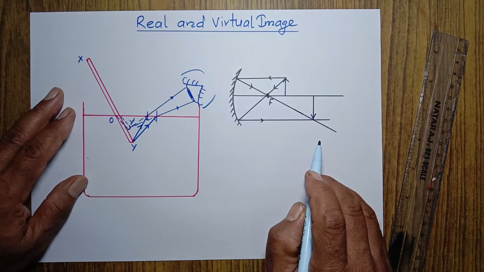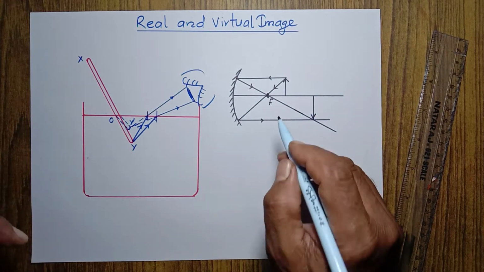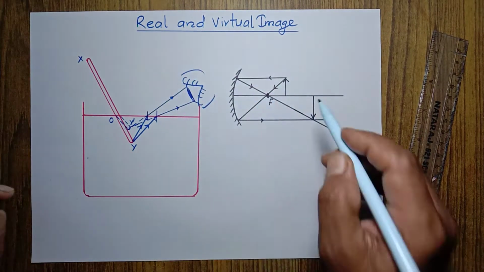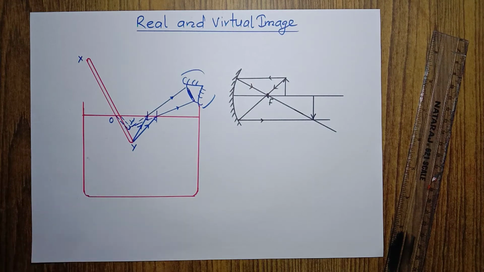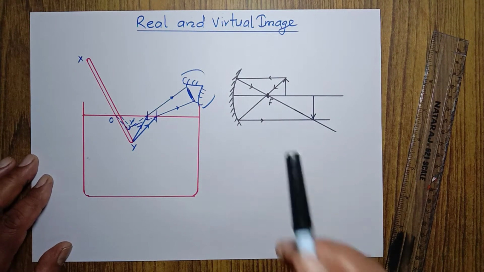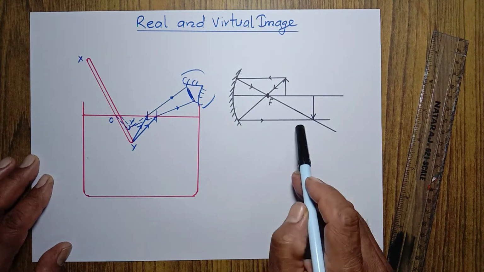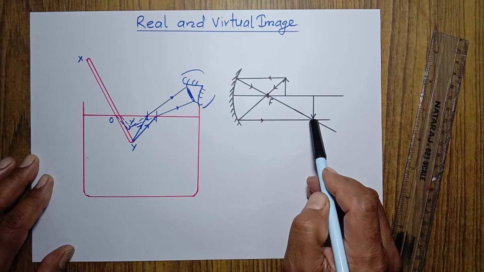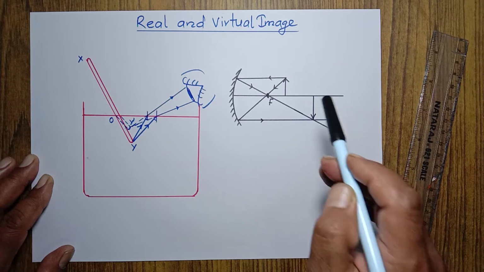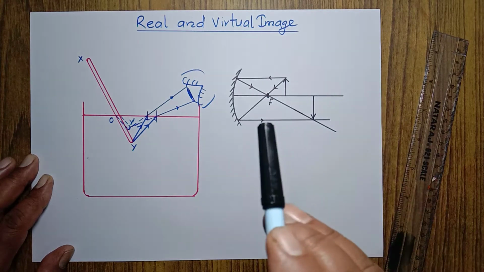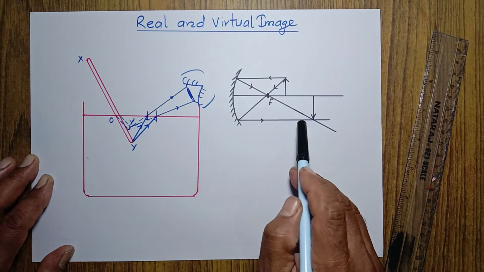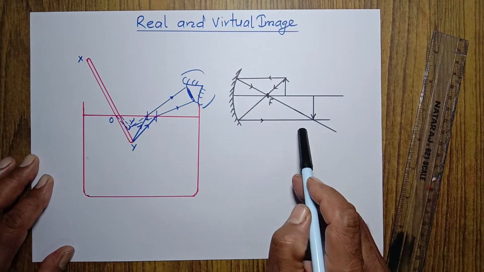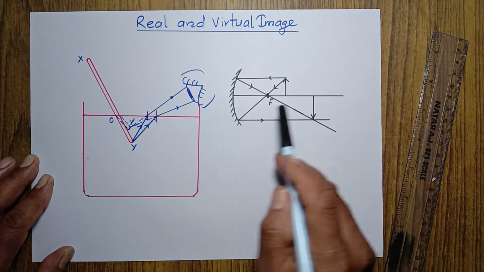This is another image, but what type of image is this? This is a real image. Why? How can we say this is a real image? Because after the reflection of light, the reflected rays really intersect at this point and the image is formed. And reflected light is reaching up to the image. That's why this image is a real image.